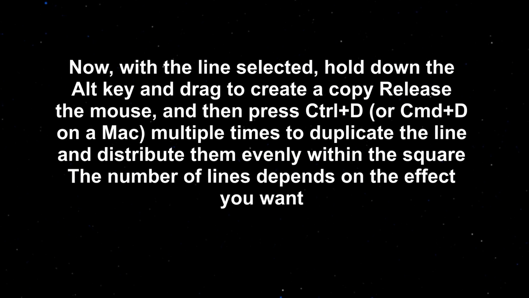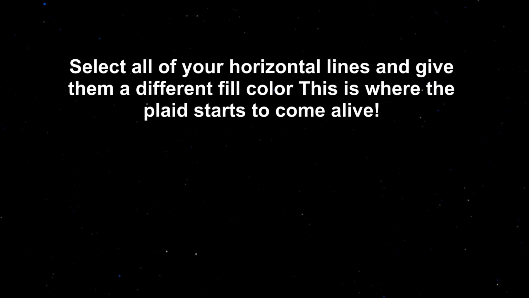Now, with the line selected, hold down the Alt key and drag to create a copy. Release the mouse, and then press Ctrl+D or Cmd+D on a Mac multiple times to duplicate the line and distribute them evenly within the square. The number of lines depends on the effect you want. Select all of your horizontal lines and give them a different fill color. This is where the plaid starts to come alive.